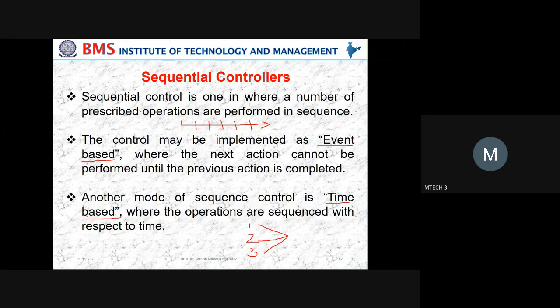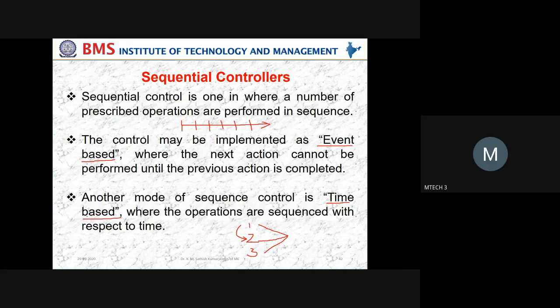Three events. Now we consider each individual operation as an event. If it is event based, the control action will go to the second one only after the completion of the first event. That means I am going to write the program in such a way that the next control action can be started only after the completion of the first one. That is what is called event based. In this case the second event can start only after the successful completion of the first event.